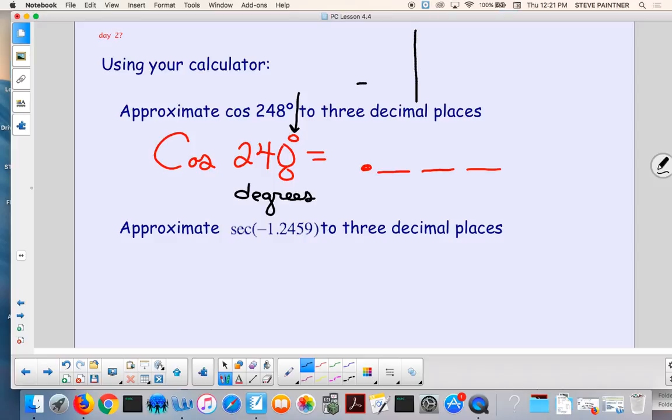Let's just take a quick peek. 248 would be about there, I suppose, right? So the triangle for 248 sits like this, doesn't it? Now, just answer this question. Is cosine positive or negative in quadrant 3? Negative. Why? Because the x value is negative and the r value is always positive. So it's negative x over r. When your calculator says negative, you should be going, yeah, it's supposed to be negative.